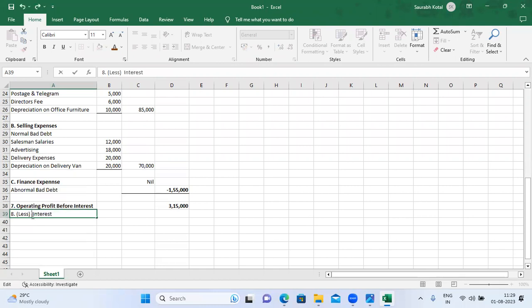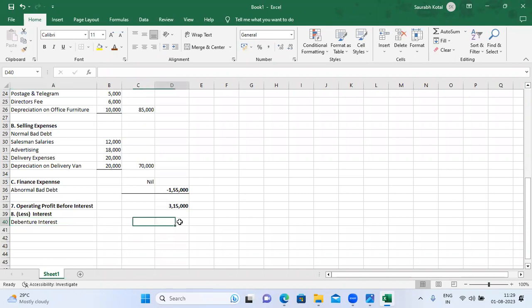Under interest, there is only one element, which is debenture interest. Because there is only one, you could have written it directly, but it's fine. Debenture interest is how much? 20,000. Good. So we will write 20,000. There is no other interest.